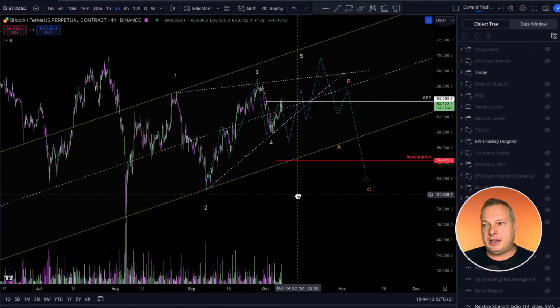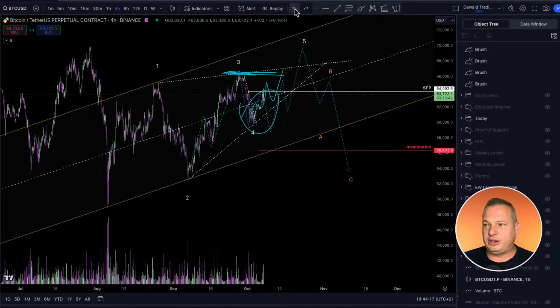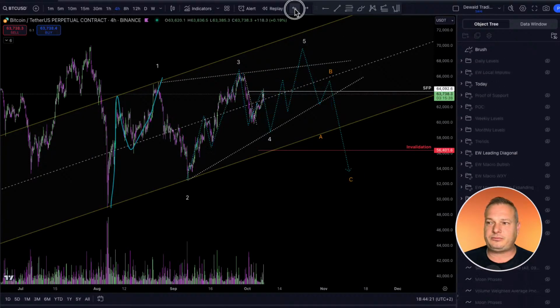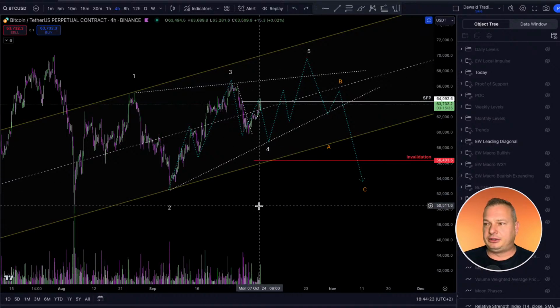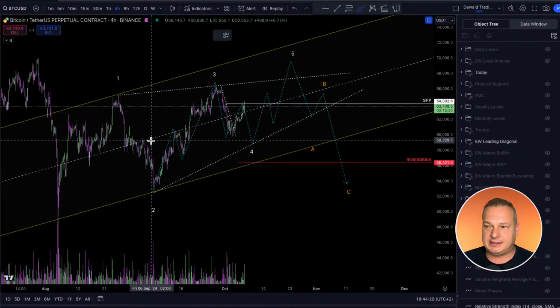Okay, so still keeping an eye on the structure, and it's still intact. Let me rather redo it and just put everything back to where it was. Okay, there we go. Cool. So this leading diagonal from an Elliott Wave perspective is still intact until invalidated.